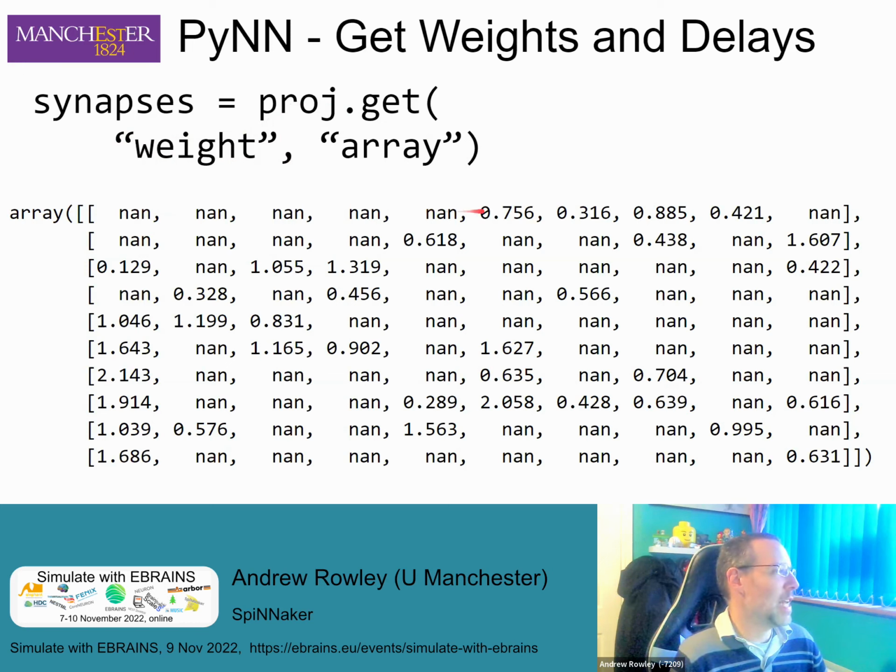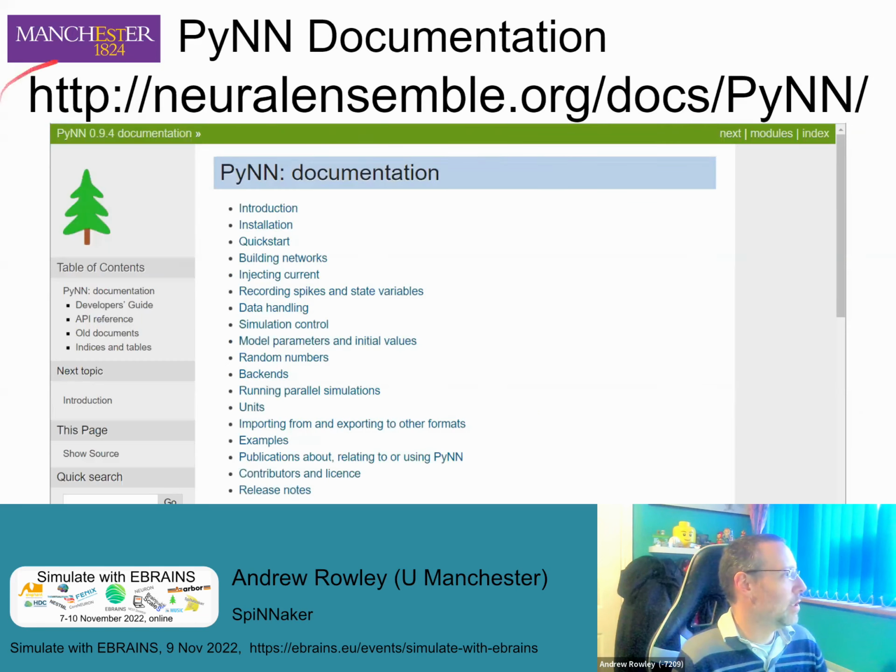This means you get NaN values, not a number values, where there isn't actually a source target pair. So if this was a fixed probability connector or something like that, there will be places where there aren't any connections, and there we just get this NaN. And otherwise, it's giving you the weights very much the same as before. So just to tell you, you can go and look at PyNN itself and find documentation on this. We support a large number of the things that PyNN does now.